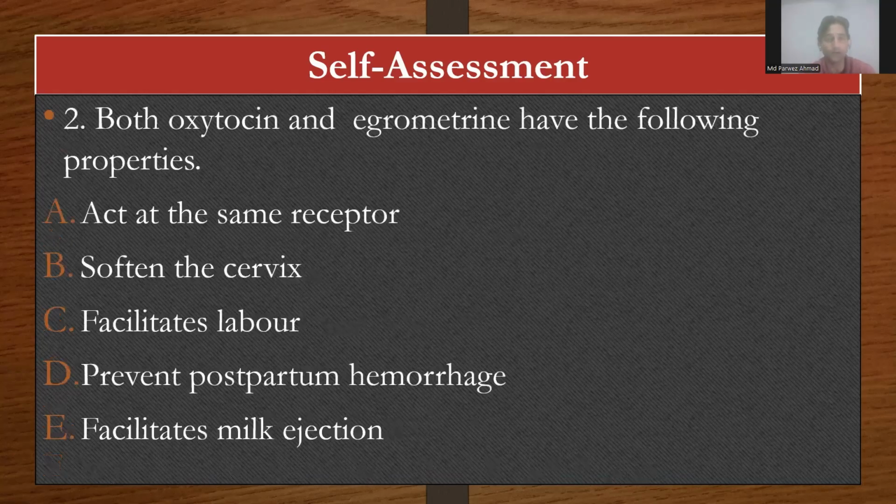Second question: both oxytocin and ergometrine have the following properties. Options: act at the same receptor, soften the cervix, facilitate labor, prevent PPH, facilitate milk ejection. Dear student, what is the right answer? D, prevent postpartum hemorrhage, is the right answer.